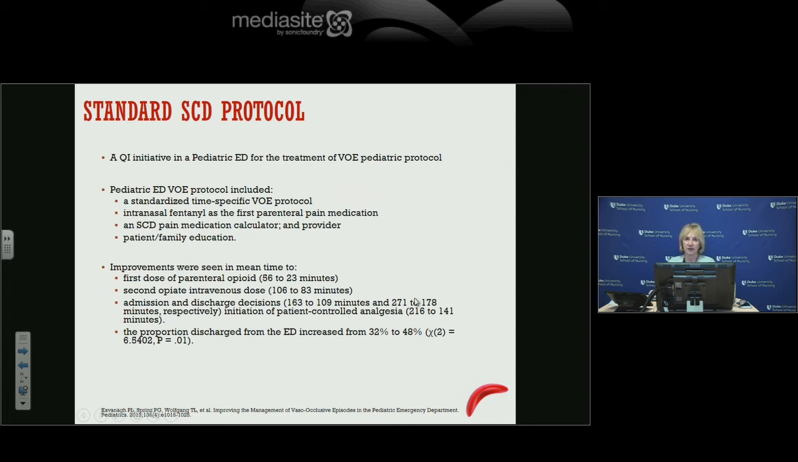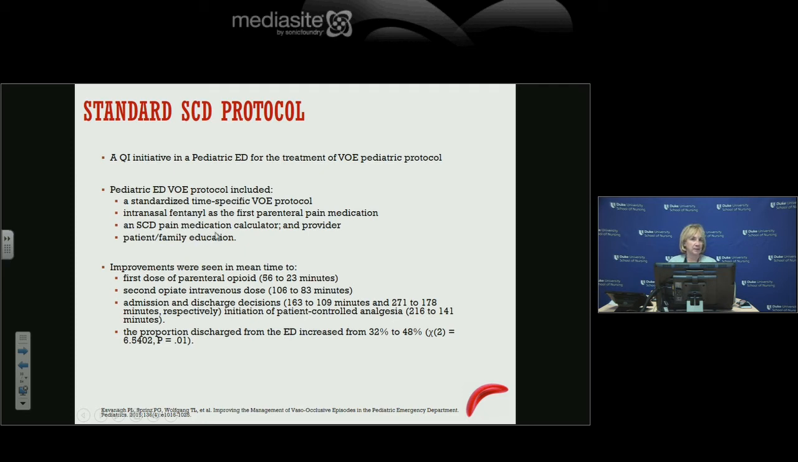That was for admission, and then discharge decisions, you can see there as well, and initiation of PCA. And the proportion of patients discharged from the ED increased, so they sent more patients home, from about a third to almost a half.